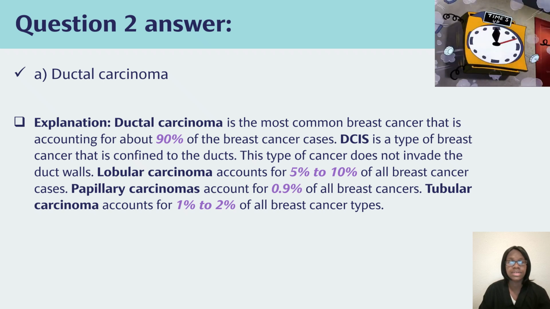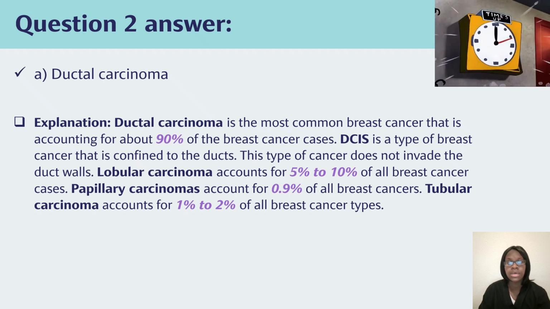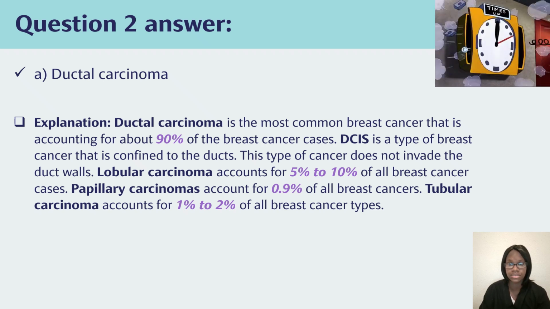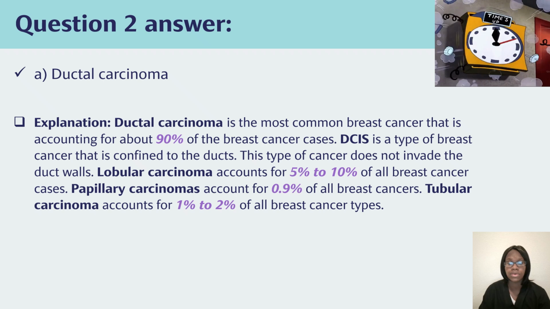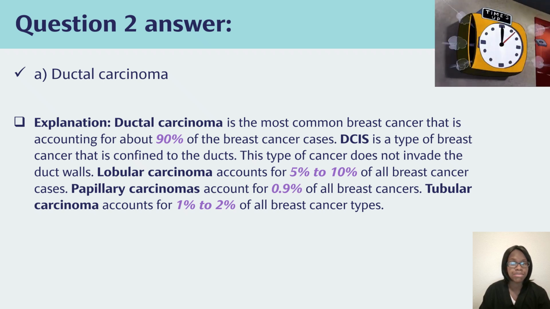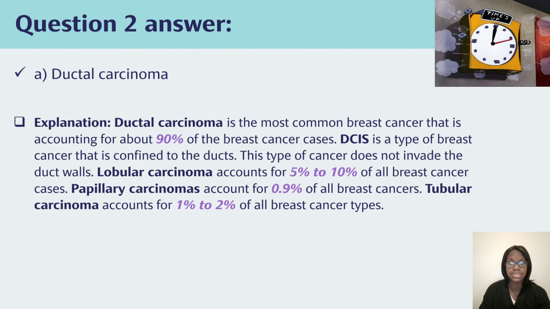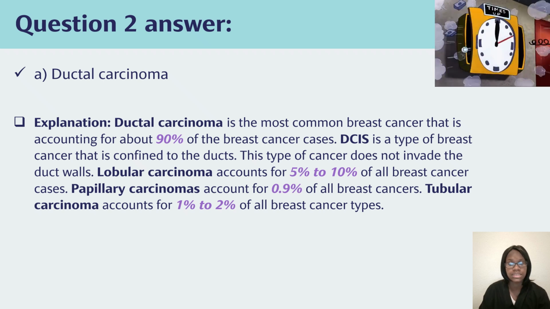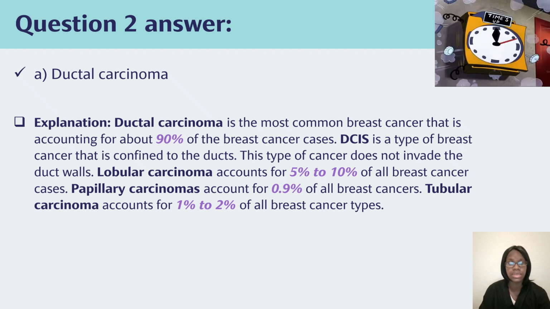Okay, the correct answer is ductal carcinoma. Ductal carcinoma is the most common breast cancer, accounting for about 90% of breast cancer cases. It's also known as DCIS. So DCIS is a type of breast cancer that is confined to the ducts. This type of cancer does not invade the duct walls.